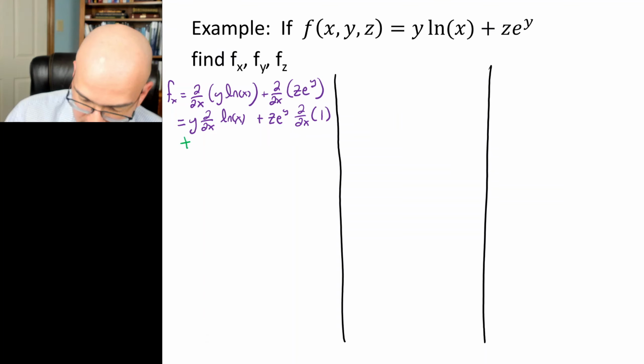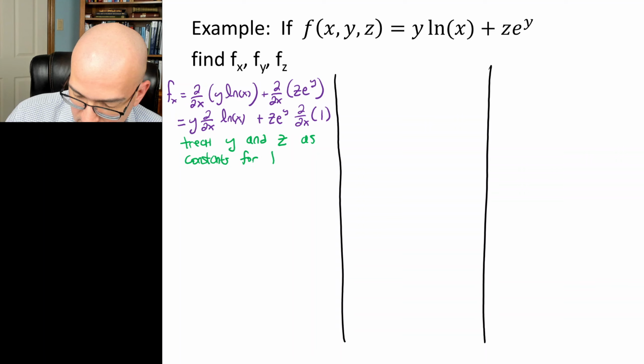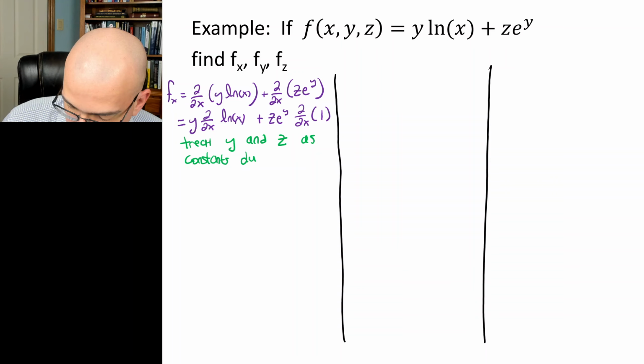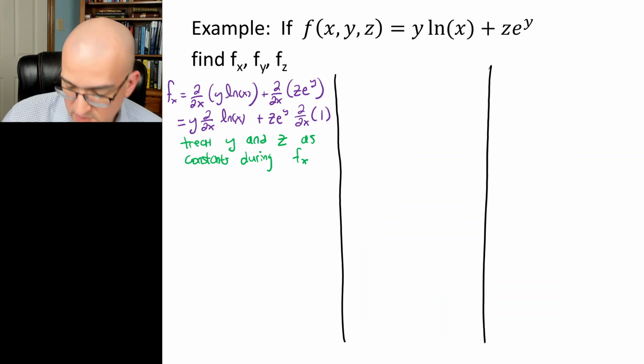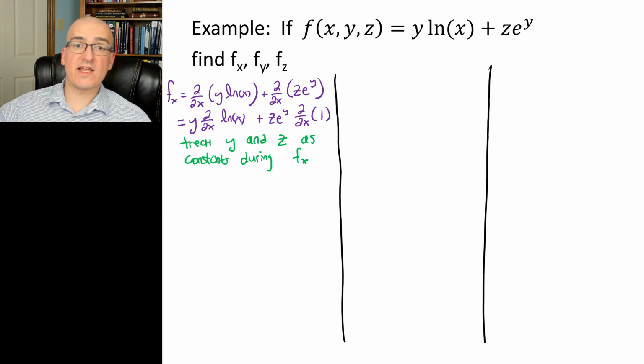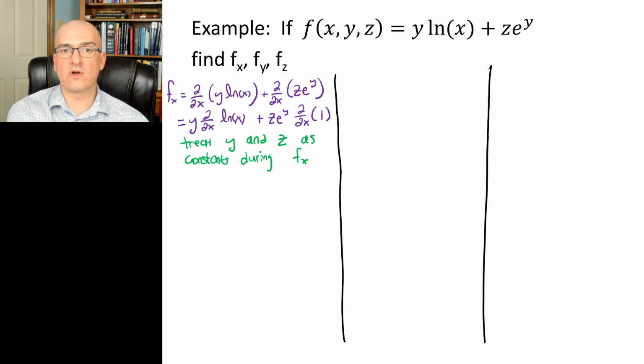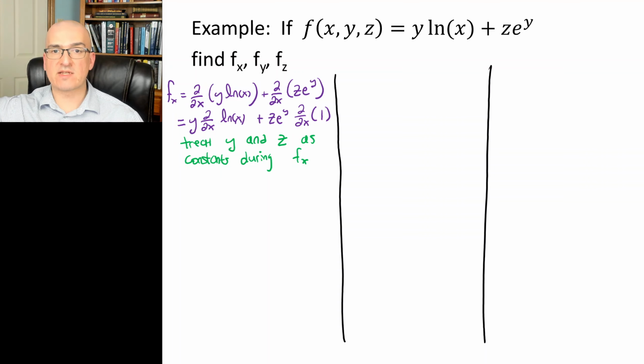Underneath I'll say we treat y and z as constants for f sub x, while we're taking the x derivative. When we're done taking the x derivative, they're back as non-constants. So again, this is contextual. It depends on what we're doing. We're treating them as constants right now, temporarily, only for the purposes of this calculation. But when we're done with the calculation, they're back to being variables.